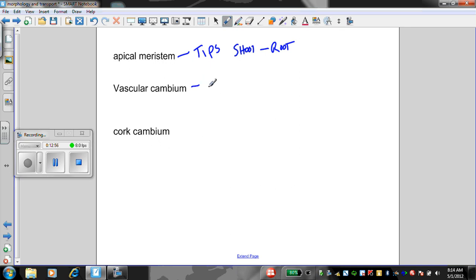Vascular cambium is going to be laying down the new xylem and phloem. Okay. And we're going to see this on the inside, so this is going to give the plant more girth if it continues, and this one's going to be more length. It's going to get more girth if it has consecutive years of growth.